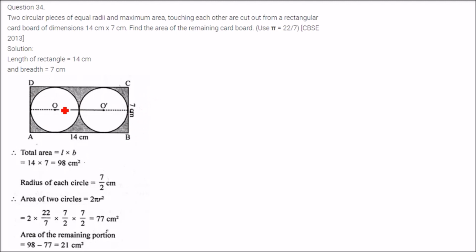So we have to find out the area of the rectangle first. Then we have to subtract the area of two circles. So what is the area of the rectangle? It is length into breadth, so it will be 14 into 7 simply. So what is the area of the circle? One circle, let us find out. Area of the circle, we have to find out two of them. So 2 into, what is the area of one circle?